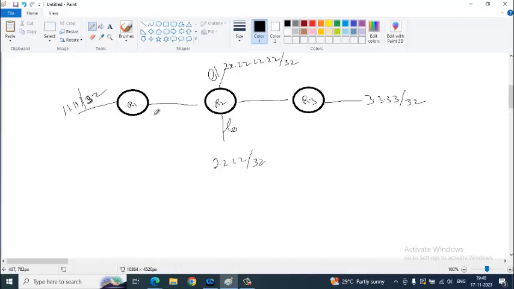Now let us take a network in between these two, 10.12.0.0/16 and 10.23.0.0/16. Dot 1 here, dot 2 here, dot 2 here, dot 3 here. And I would like to name these interfaces Ethernet 0, Ethernet 1, Ethernet 0, Ethernet 1. Sorry, this is loopback.